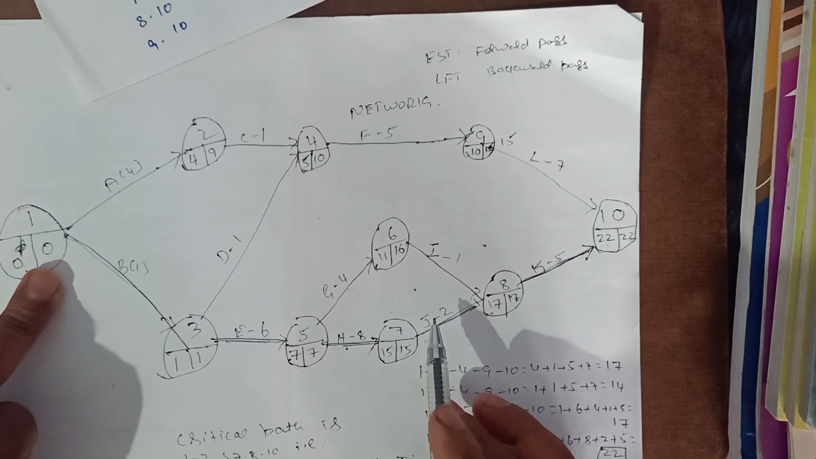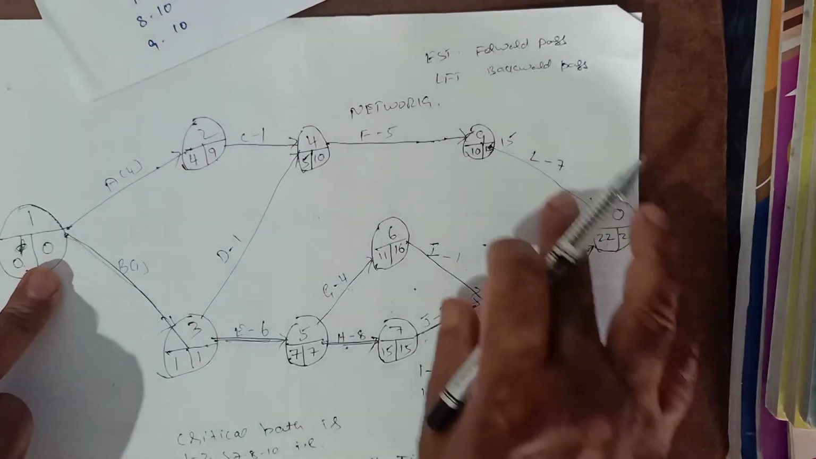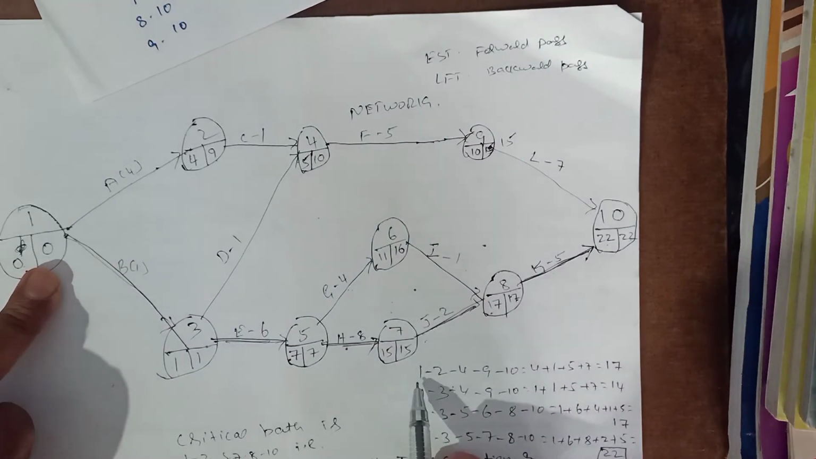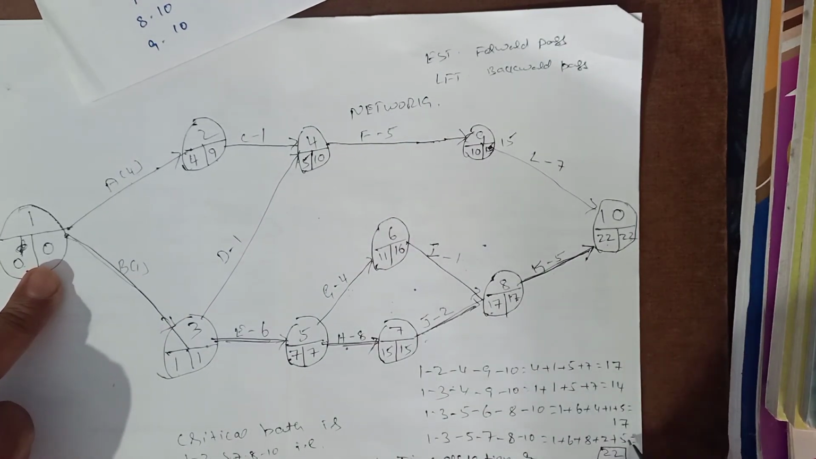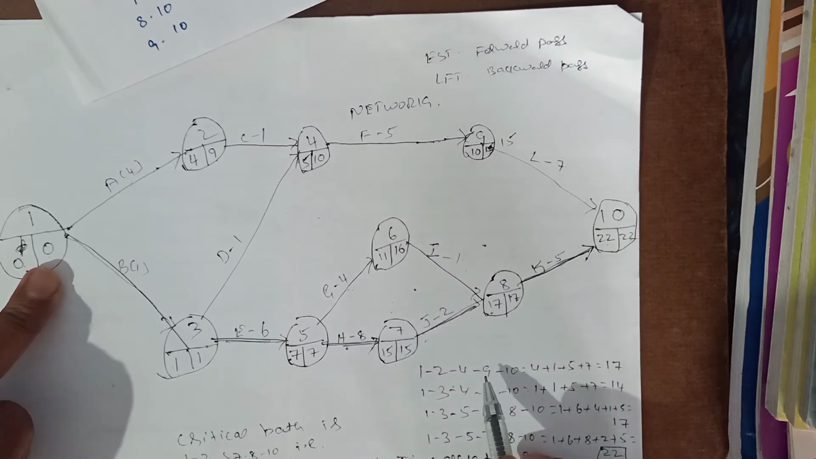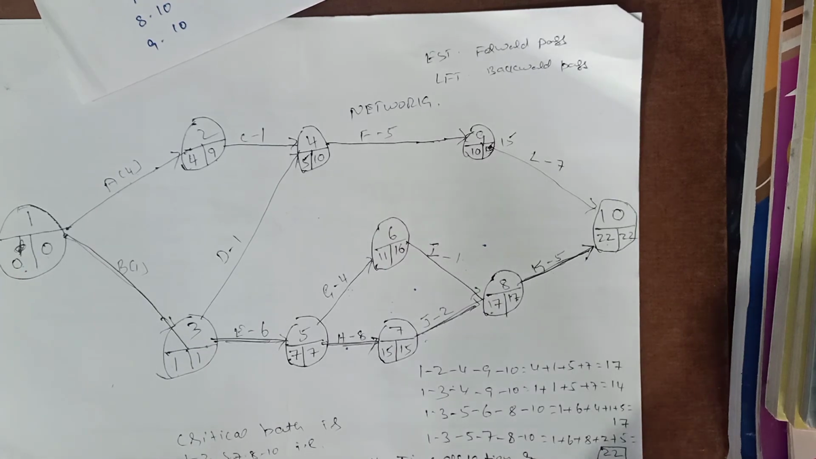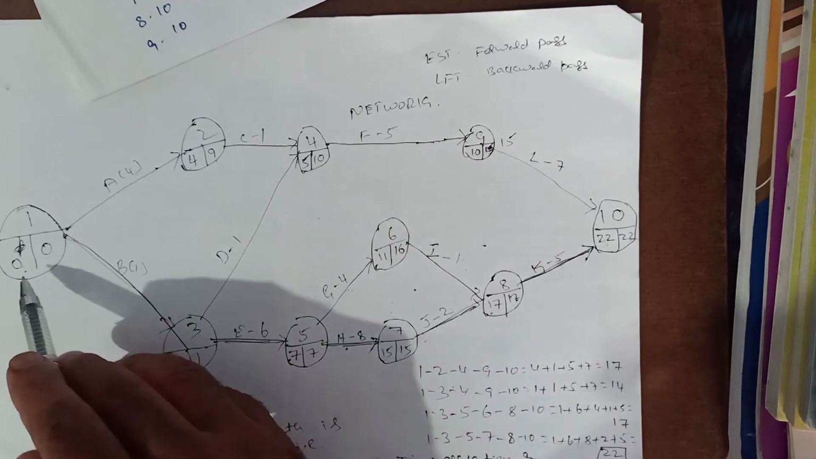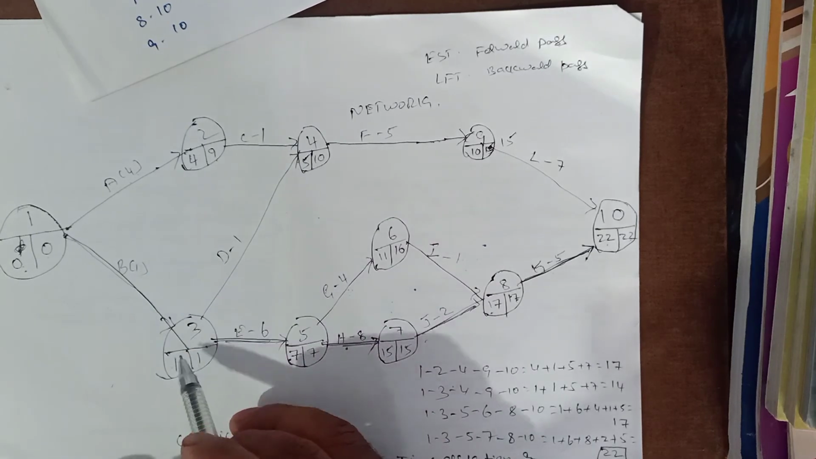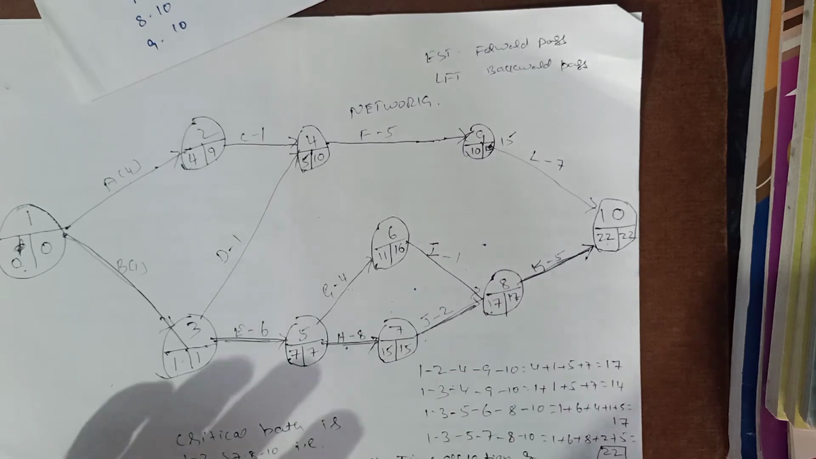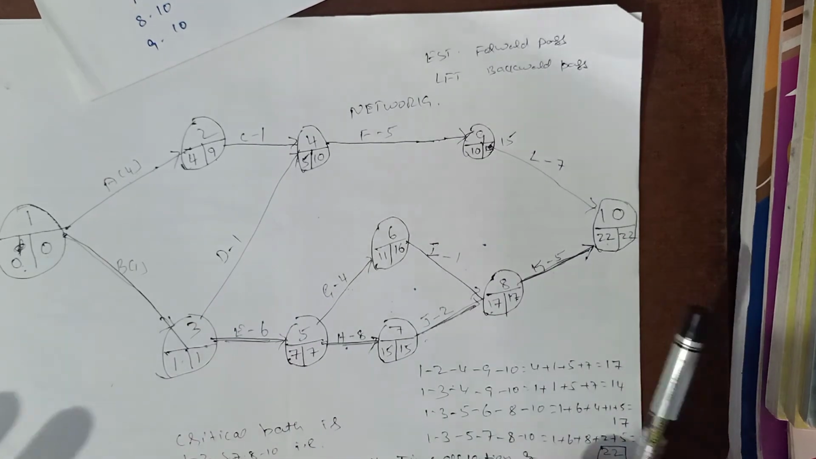So the problem was to construct a network. We have constructed a network. Then calculate the time duration of each activity. We have calculated the time duration of each activity here. There are 4 paths and we have calculated the critical path, 22 days, with the critical path being BEHJK with the time duration of 22 days. We have calculated the earliest start time and latest finish time of each activity. Okay, thank you.